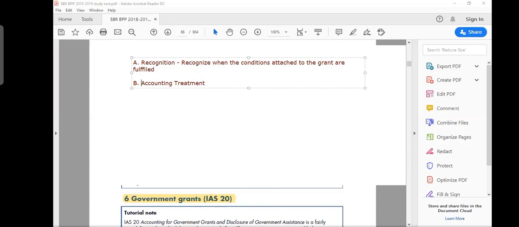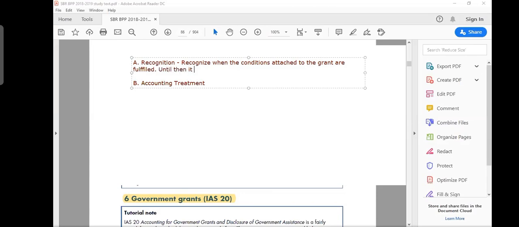Government says we are giving tractors to the farmers at a low price. The normal price is $20,000, but we are going to charge $10,000. Government will contribute $10,000 as a subsidy. That's an example of a government grant. Or they may say they will give some other things at a lower market price. So when do you recognize that grant? Let's suppose they give you $20,000 or a tractor. When do you take it into your financial statements? The answer is: recognize when the conditions attached to the grant are fulfilled.